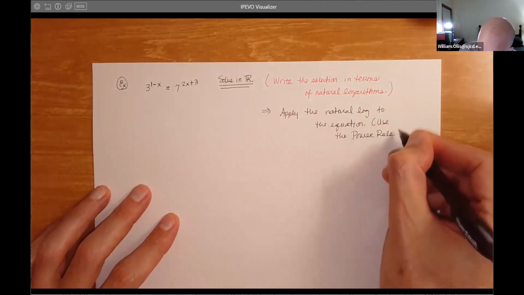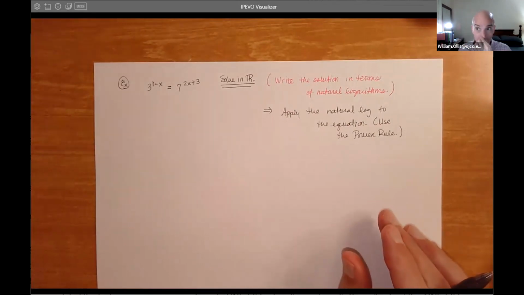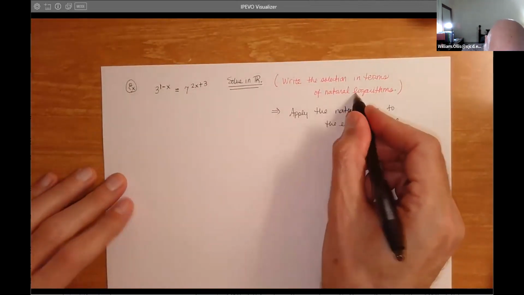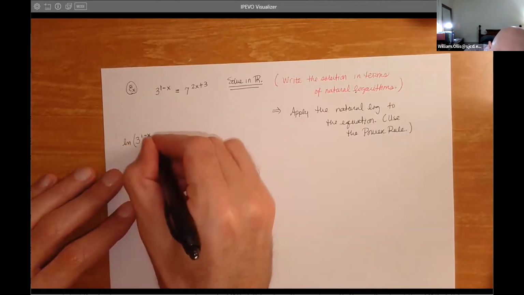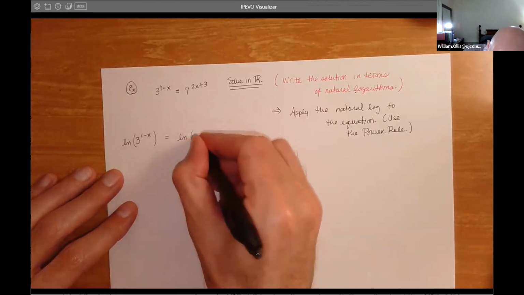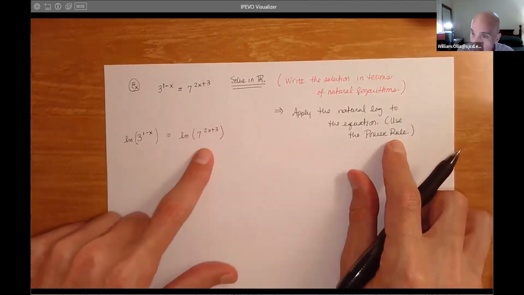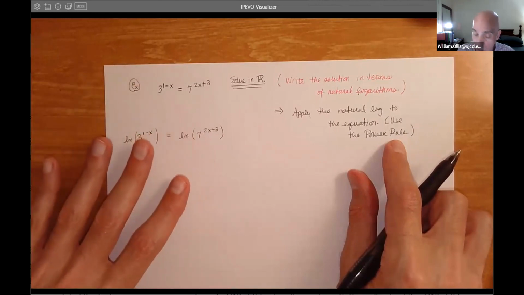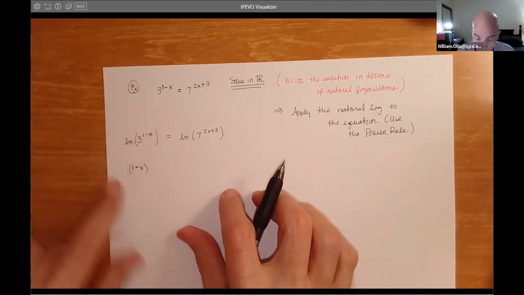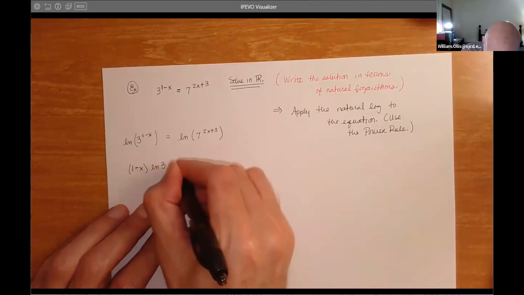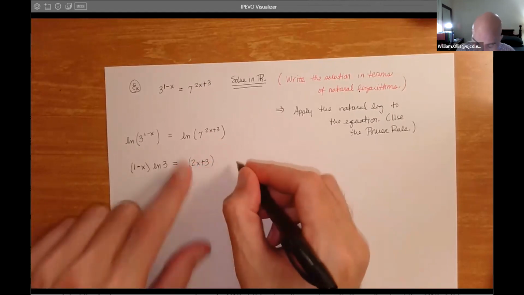The power rule is the identity that allows you to move the power from the exponential or power function to the front of the problem as a coefficient. So using this directive, we'll have the natural log of 3 to the 1 minus x power equals the natural log of 7 to the 2x plus 3. And with this, I use the directive of applying the power rule, which will save us a little bit of computation time. Now the power 1 minus x becomes a coefficient, times the natural logarithm of 3. And the power 2x plus 3 becomes the coefficient of the natural log of 7.